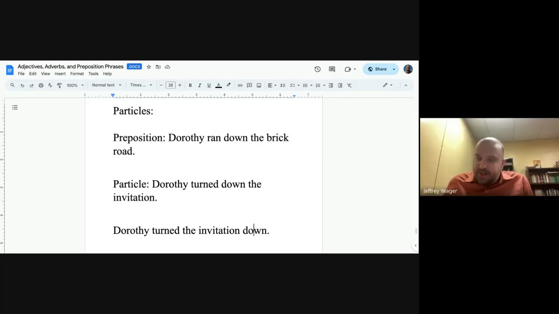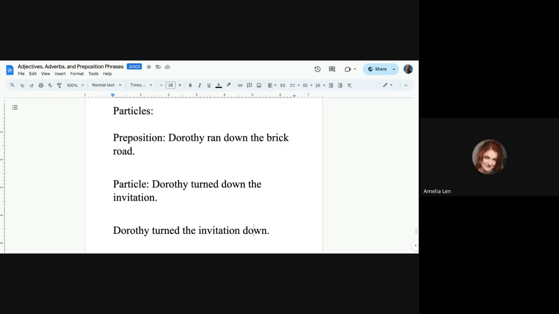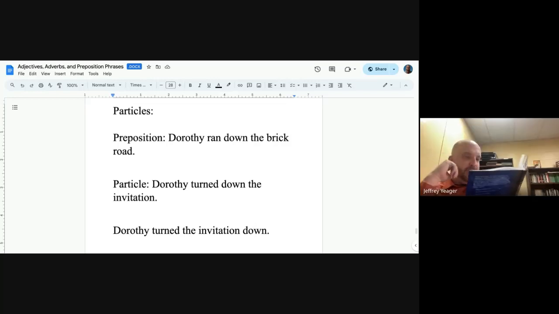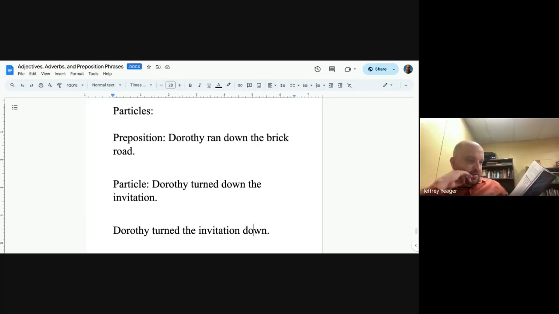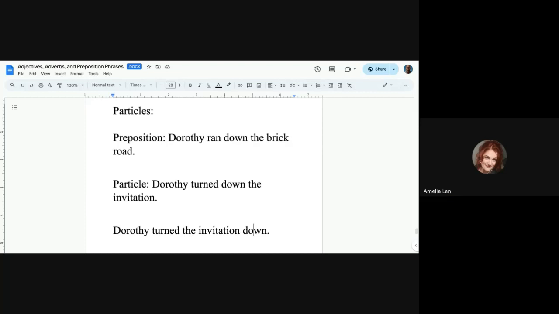Let's take a look on page 129, Amelia. Let's do a couple more of these. Okay, 129. All right. So number 6 says perform particle movement on each of the following sentences. So take number 1. She turned off the ignition. She turned the ignition off. Right.